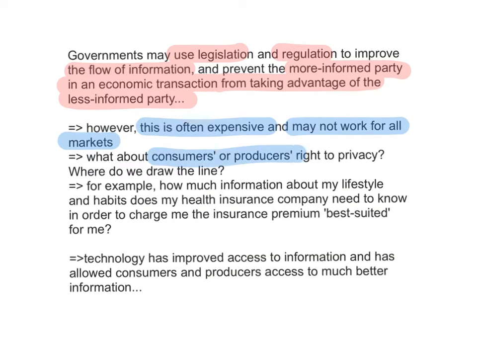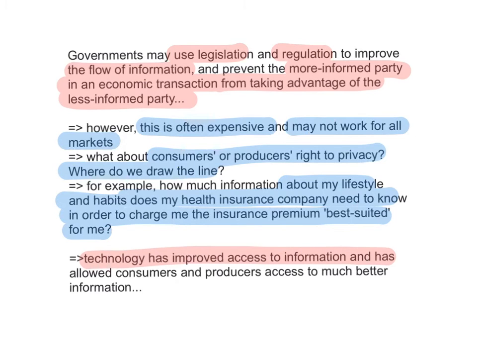What about consumers' or producers' right to privacy? Where do we draw the line? People are entitled to privacy and keeping certain bits of information to themselves. For example, how much information about my lifestyle and habits does my health insurance company need to know in order to charge me the insurance premium that's best suited for my lifestyle and my habits? On the plus side, though, technology has improved access to information and has allowed consumers and producers access to much better information. So that's an upside to technological advancement and access to the internet, for example.